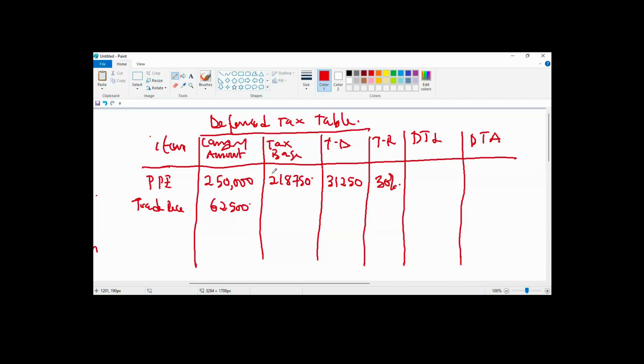It's clear. Should I explain again? Yes, sir, explain. What is the carrying amount? 62,500. How do we get 62,500? Initially, it was 68,750. They removed provision for bad debt.